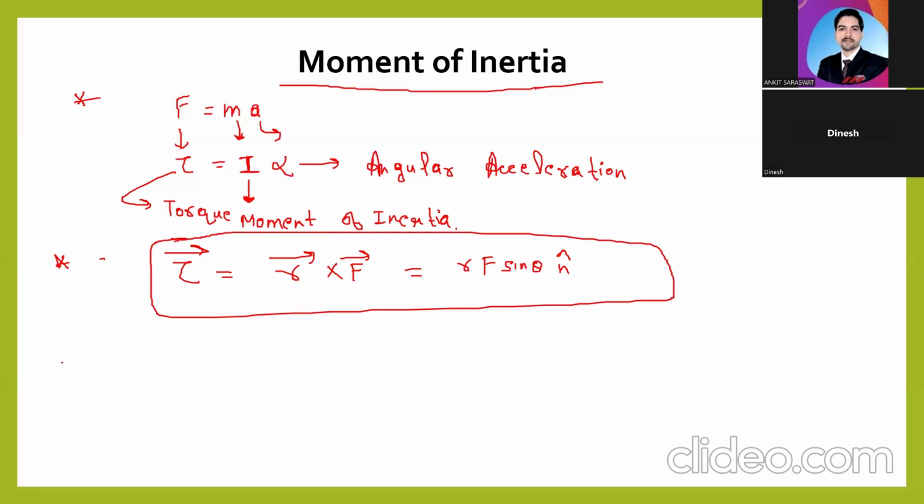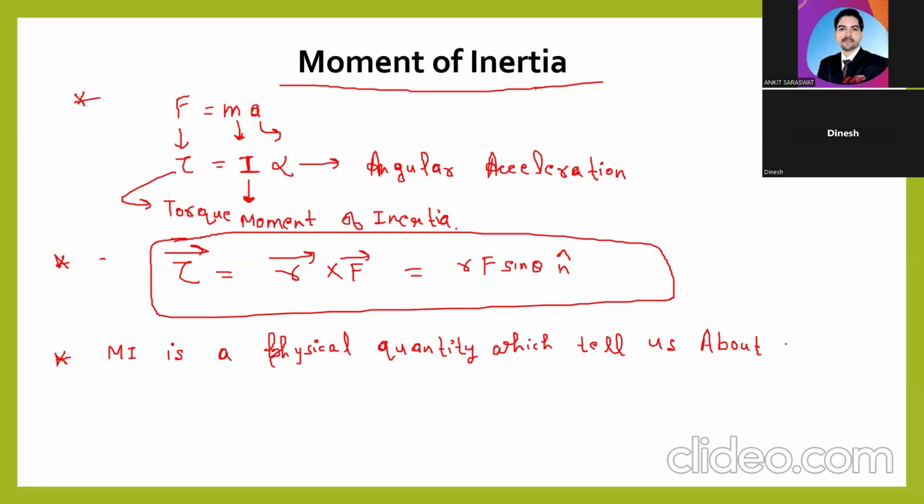So today we are going to write the definition of moment of inertia. Moment of inertia is a physical quantity which tells us about the distribution of mass. So if the distribution of mass varies, then moment of inertia also varies.